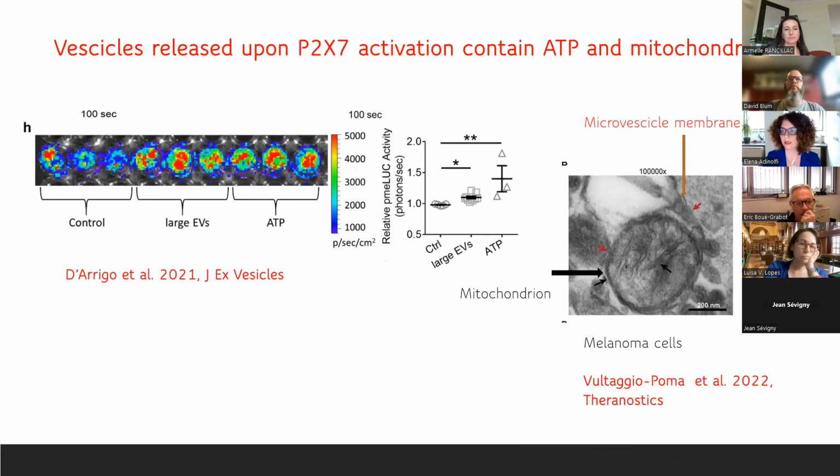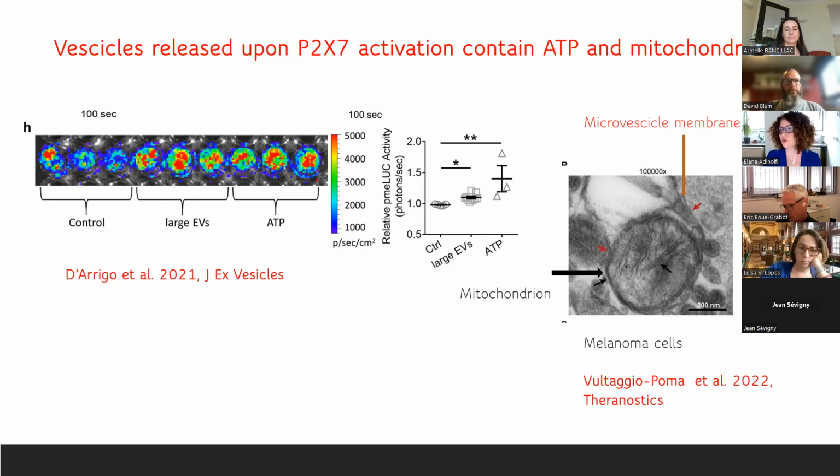So we know they contain microRNAs now, but we wanted to test also if they contained ATP. And indeed, this proved to be the case, not only from cancer cells, but also from other kinds of cells. Here are vesicles derived from astrocytes, which do contain extracellular ATP. And in cancer cells, we even showed that not only these vesicles contain ATP, but they also bear mitochondria with them, so they can make their own ATP inside the vesicle.